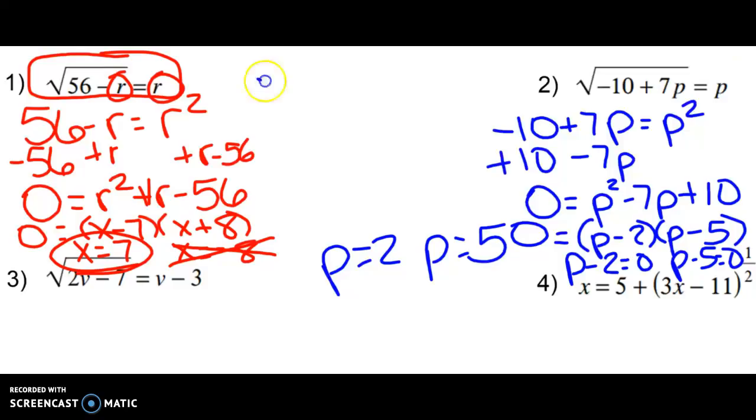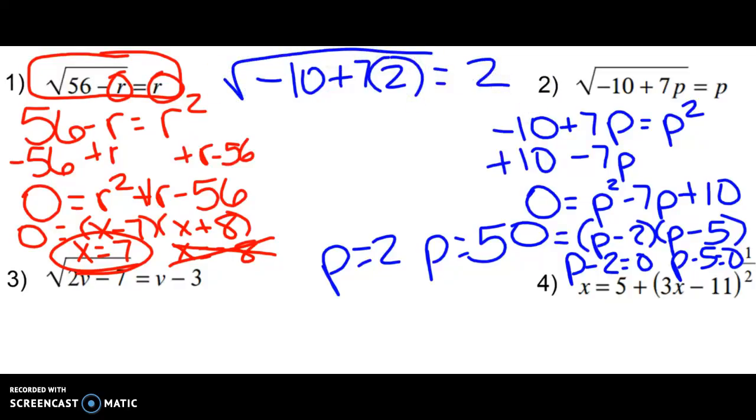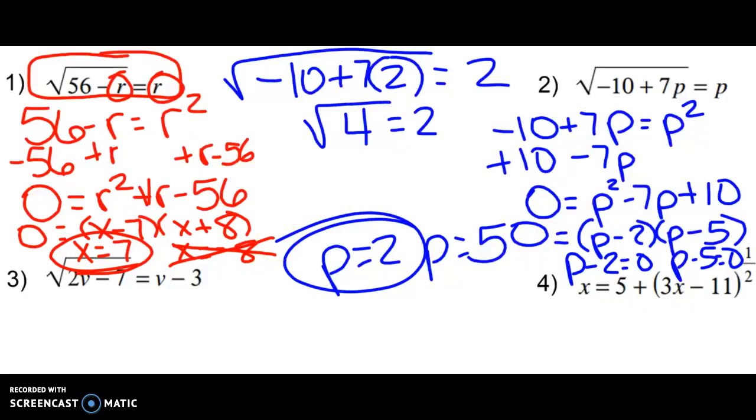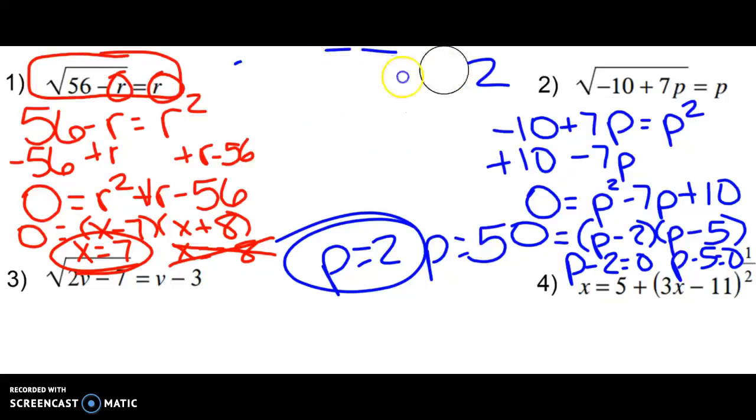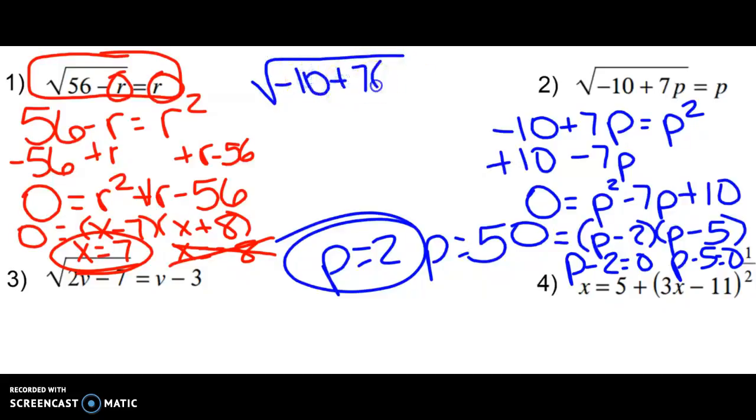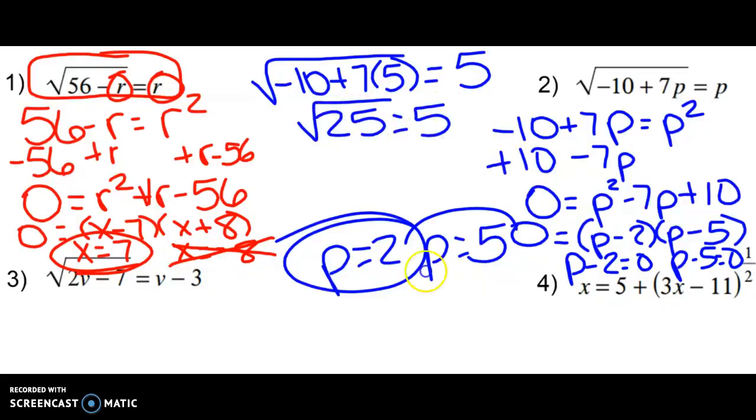So we've got negative 10 plus 7 times 2, square root of that, does that equal 2? So that's going to give us the square root of 4 equals 2. Well, that works. So that's going to be a right answer. And then we've got to plug in positive 5. So we've got negative 10 plus 7 times 5. Does that equal 5? So that's the square root of 25. Well, that equals 5. So that'll work too. So both of those answers work. We don't have any extraneous solutions.